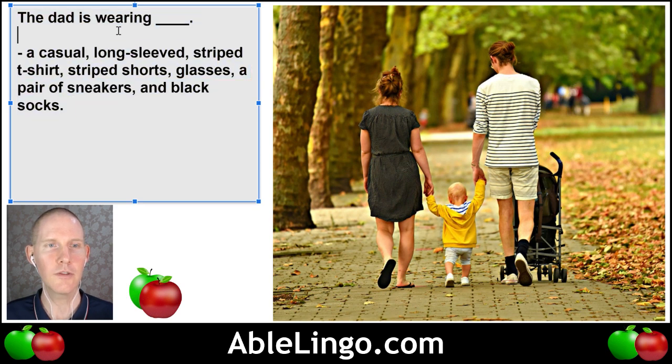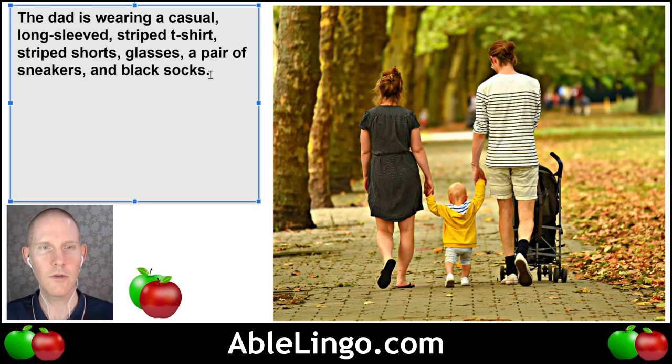All right, so how about we put it all together? Oh, I think this is an opportunity for pronunciation. Okay, repeat after me, and if you're doing pronunciation, show me some apples. Here we go. So I'll say it, and then I'll pause for you guys wherever you are in the world. Repeat after me. Here we go. The dad is wearing a casual, long-sleeved, striped t-shirt, striped shorts, glasses, a pair of sneakers, and black socks.